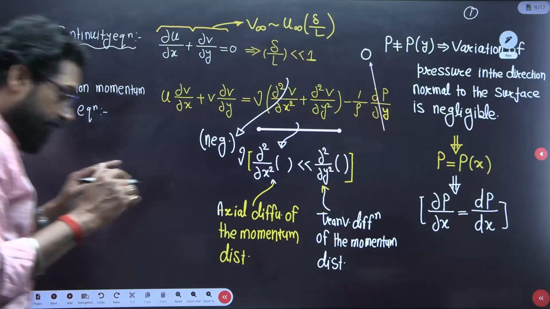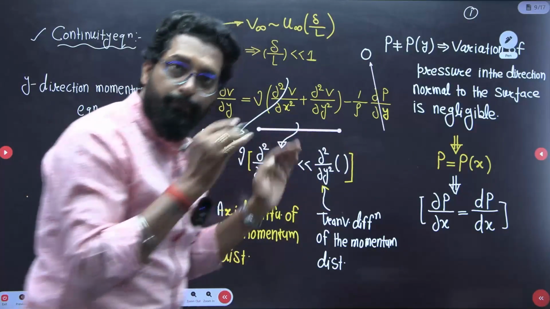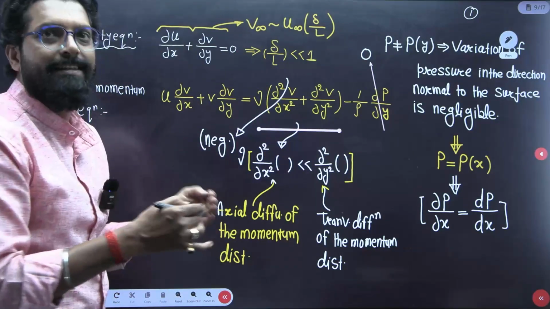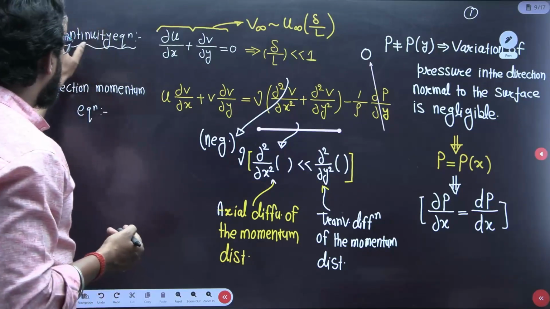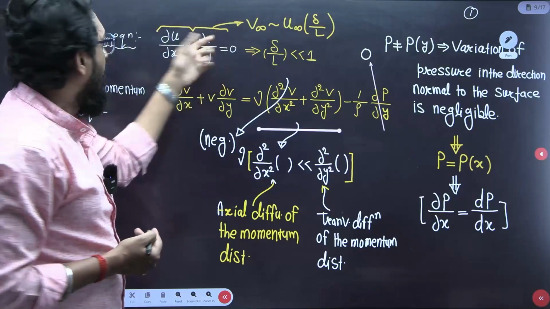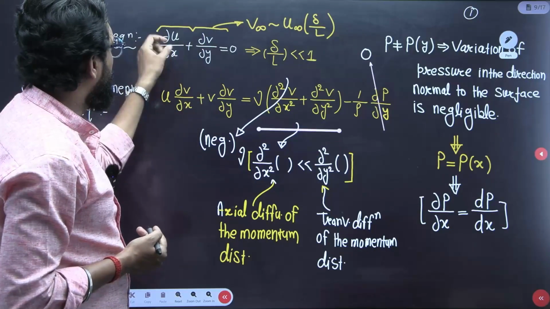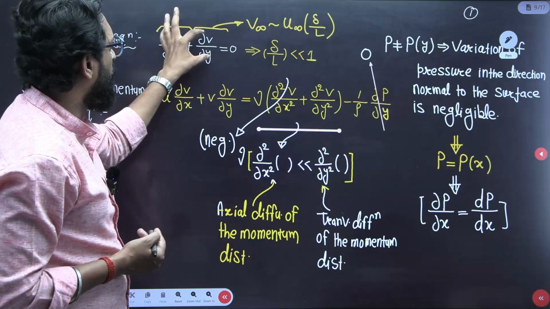Now we'll revise the previous lecture, that means lecture third. What did we learn in lecture third? This is the continuity equation, the continuity equation with respect to u, with respect to y.